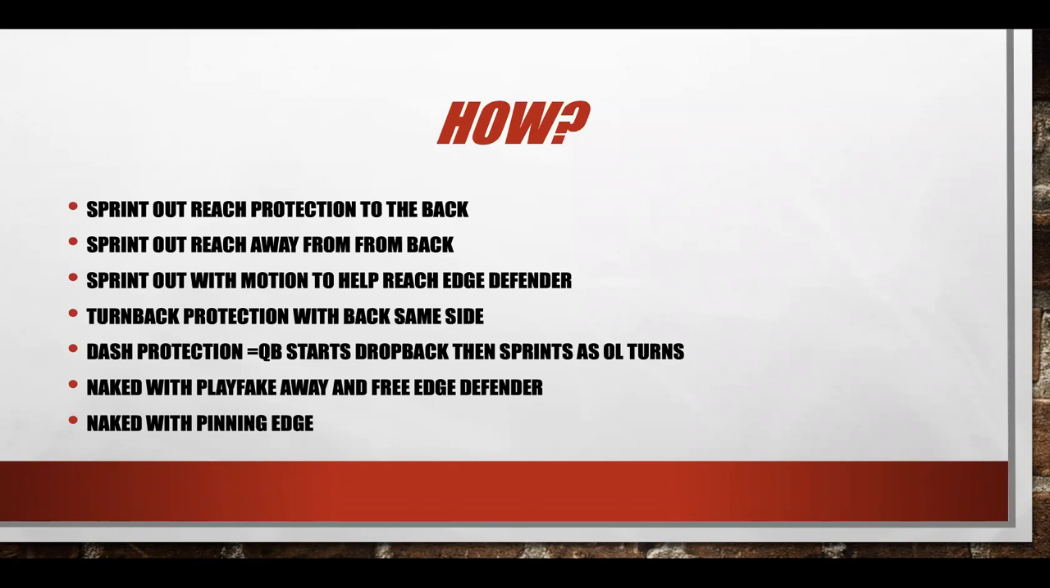Dash protection means the quarterback starts on a drop back, and then after his second or third step, as the offensive line starts on a drop back protection, they then turn and block the backside gap. The quarterback then turns into a sprinter, sprints out away from which way the O-line turns, and it's another way of getting on the edge. Naked with a play fake away and a free edge defender.